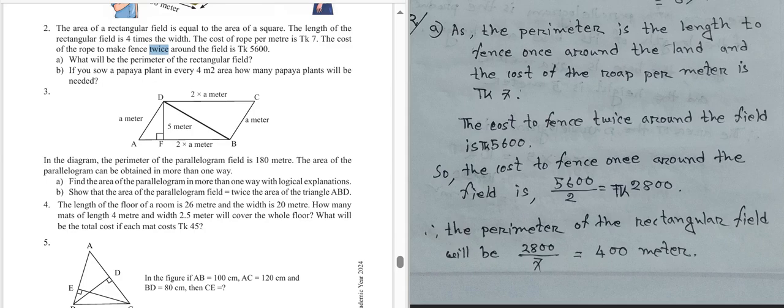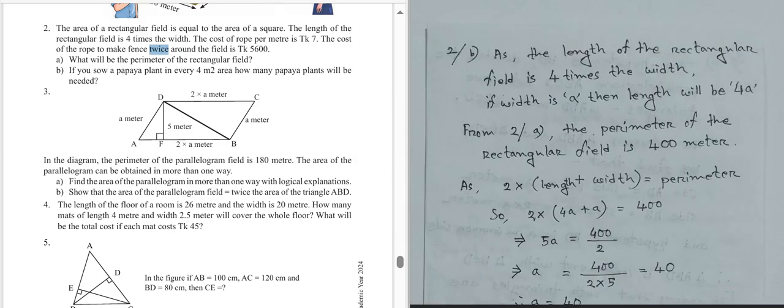So we can go to the question B. According to the question B, as 4 square meter area is needed for 1 papaya plant, if we divide the total area of the rectangular field by 4, then we will get the total number of papaya plants. So at first, we have to determine the total area of the rectangular field. So we can start like that.